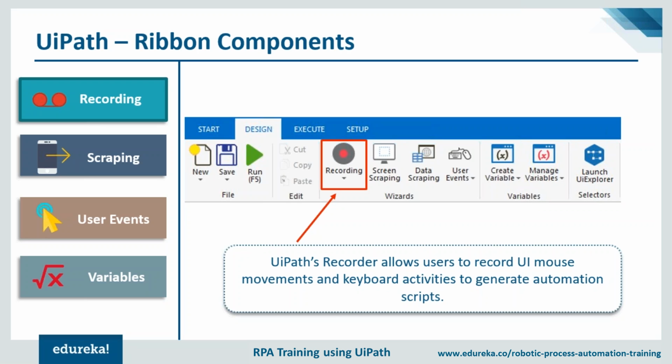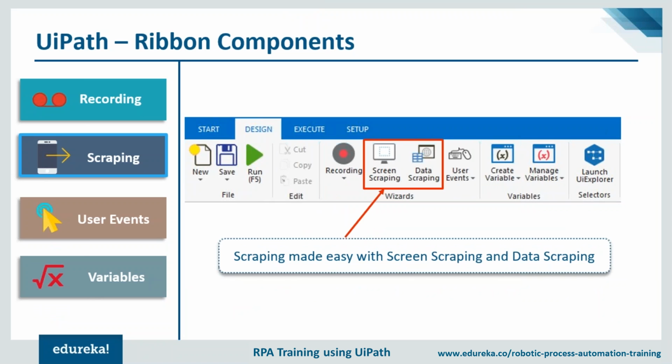So if you want to lessen your time by dragging and dropping and configuring each and every activity, then what you can do is record each and every step and then let the computer mimic those actions. So what I'm trying to say is you'll just hit the record button and then perform exactly those actions which you want your computer to do. It's very interesting, isn't it? Now let's go on to scraping.